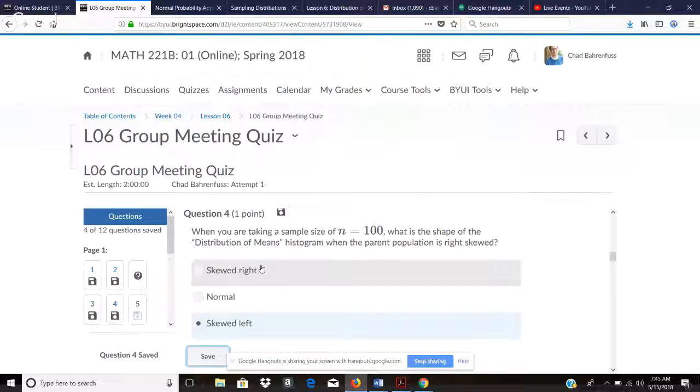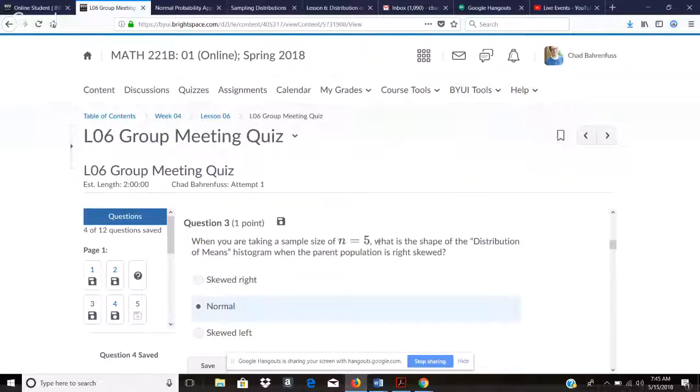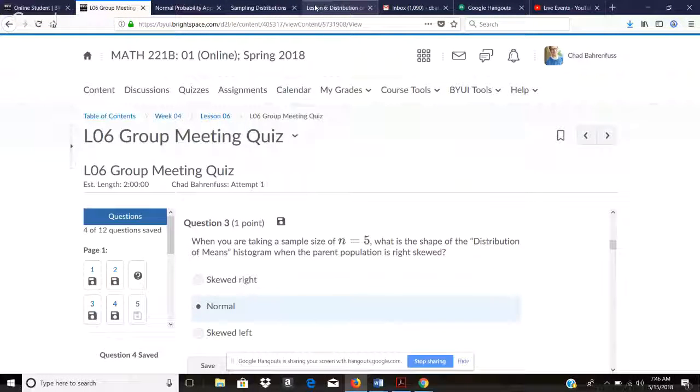Now, what was the first one? Skewed right. So that will be number 4 will be normal. Normal. But what was the one before? The one before says it's 5. So when you're taking a sample, that one is small, 5. It's less than 30, right? When the parent population is right skew. So I don't remember if the parent population is normal. I think if it was when it's normal.